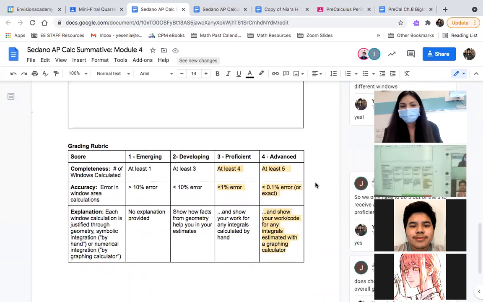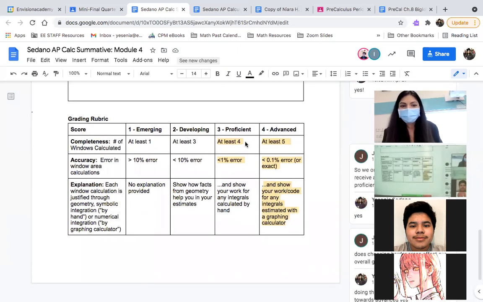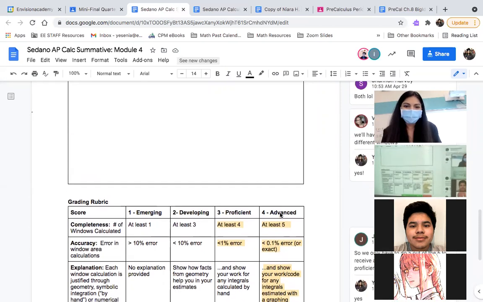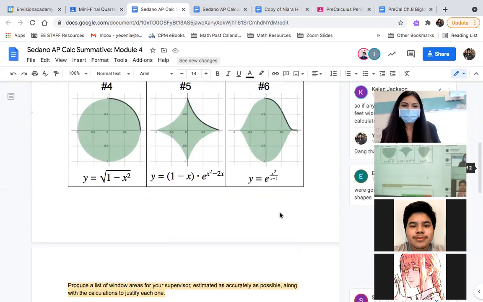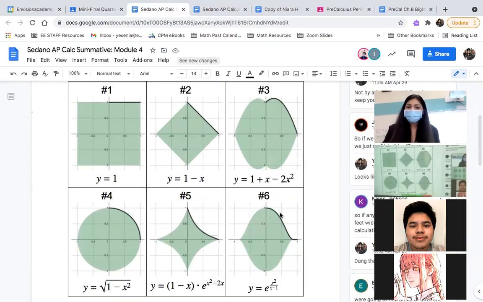Now, if we go down to the rubric, you're proficient if you accurately get at least 4 window measures, your error is small, and you show your work for your integrals. If you want advanced, you have even less error, so you're more precise, and you show your work for your integrals. So that's basically how the grading is going to work for this. That's the basic idea.